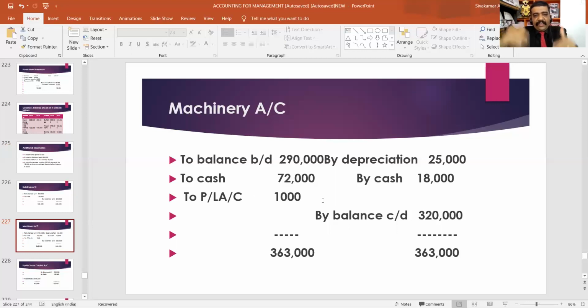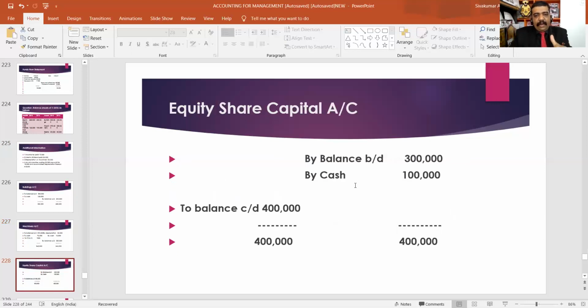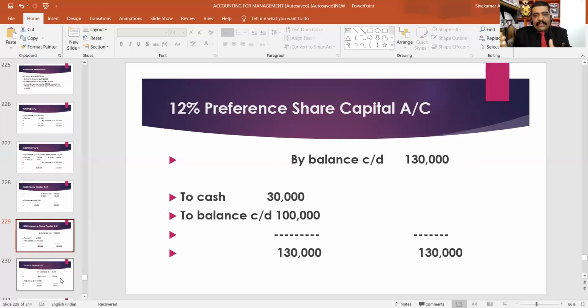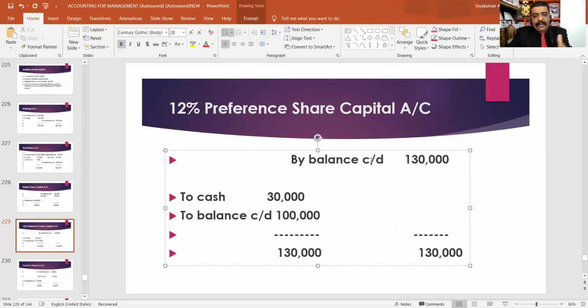Then please balance the account. Then you will get the balancing amount on the debit side, to be shown as to cash, that is purchase of machinery 72,000. Then equity share capital: opening balance on the credit side, closing balance on the debit side, then balance by cash, that is issued shares. Likewise, 12% preference share capital: opening balance on the credit side, closing balance on the debit side, then there's a balance of 30,000, that is repayment of 12% preference share capital.